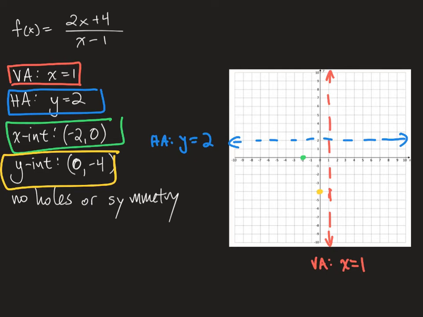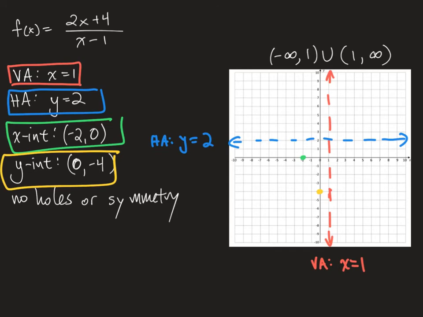The one thing that I haven't done yet is put the domain as part of this graph. And this is how I like to do it. Wherever I see a vertical asymptote, or wherever I happen to have a hole in the graph, I'm just going to draw a union right above it. From there, I know that I can be anything to the left of 1, which looks like this, or anything to the right of 1, which looks like this.